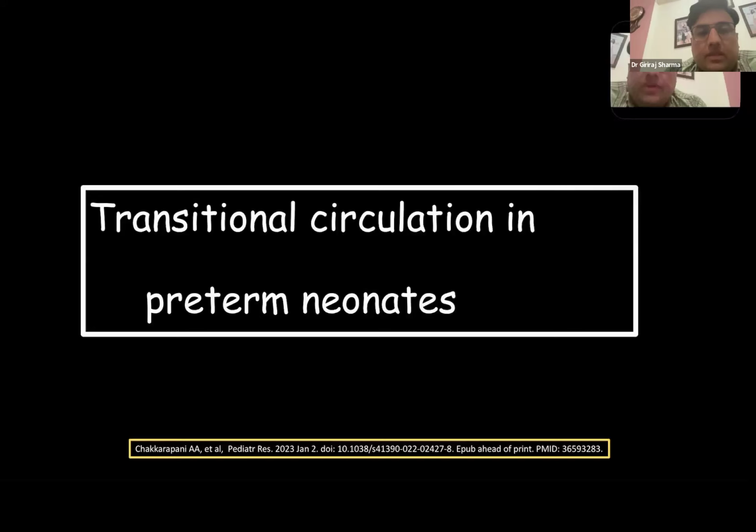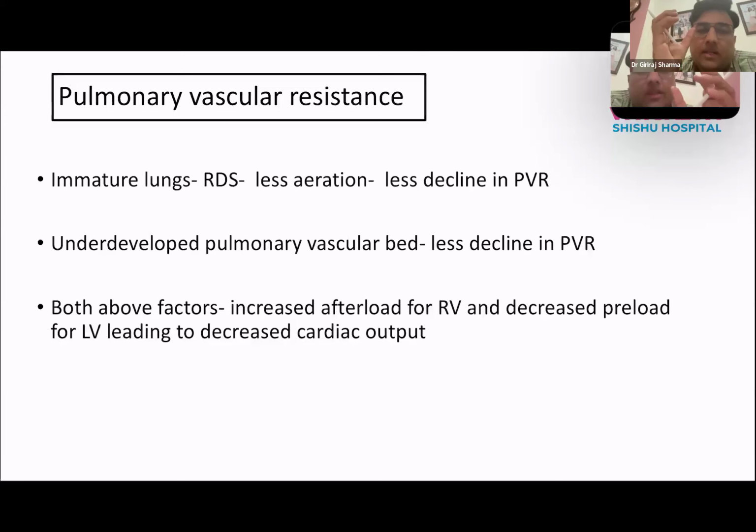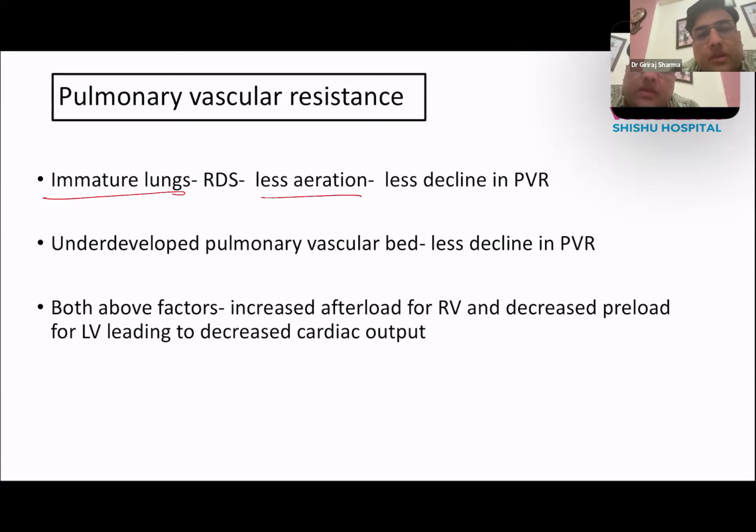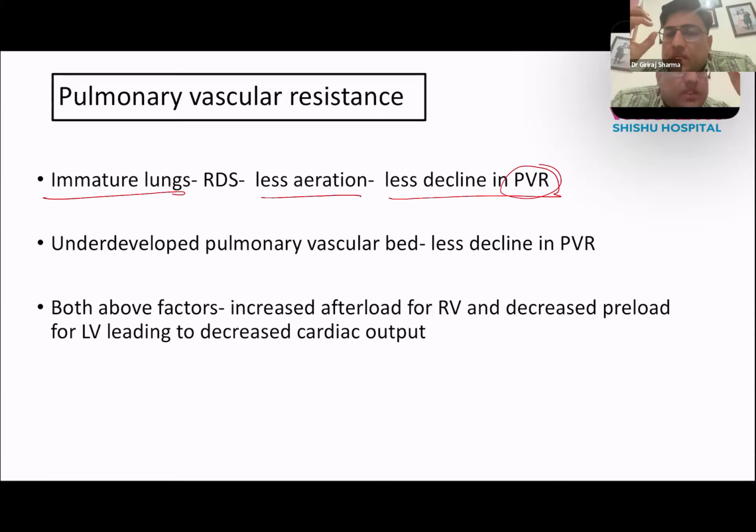So, transitional circulation in preterm babies. In preterm babies, what is happening is that lungs are still immature, alveoli are still collapsed because surfactant deficiency is there. So lungs are not expanded completely, and lung aeration is very less. Because of that, PVR also is high. Because lungs are collapsed, the pulmonary vasculature also will be collapsed. So PVR will be high, and there will be less decline in the PVR in preterm babies.